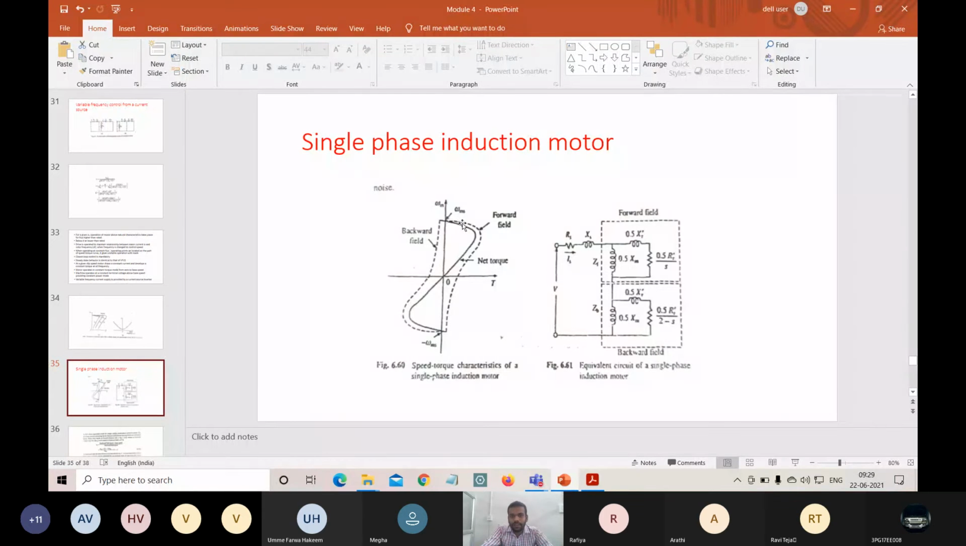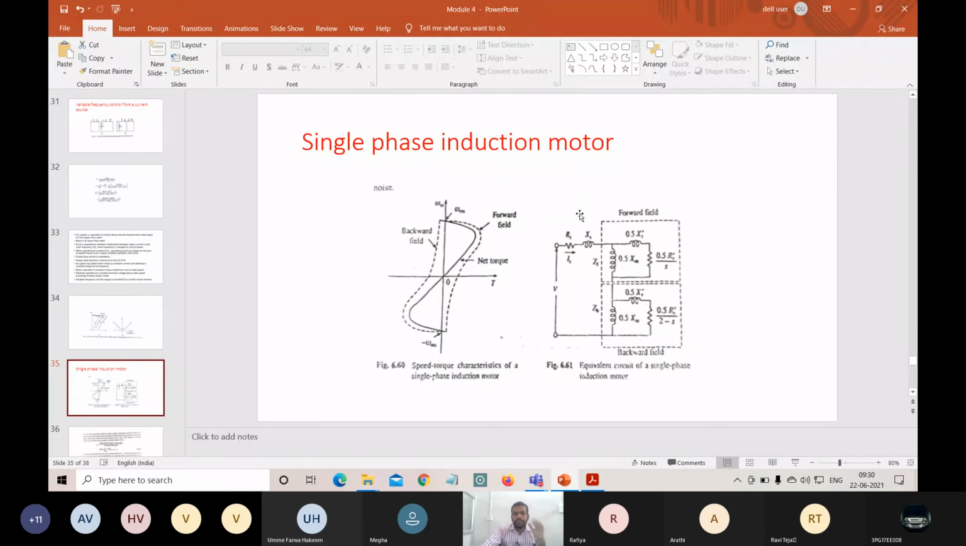From this omega m, as the torque increases, speed also increases. After reaching some maximum torque value, speed automatically starts decreasing, and as the speed decreases, the torque also starts decreasing. So this is the nature of our induction motor. This is the characteristics of our speed torque for the forward field. At forward field, the circuit will be like this, so this part will not be applicable.